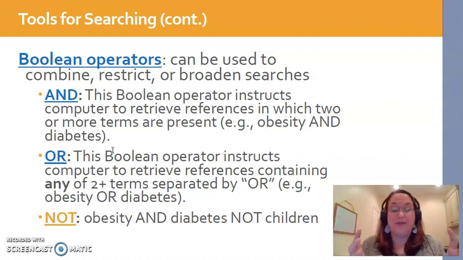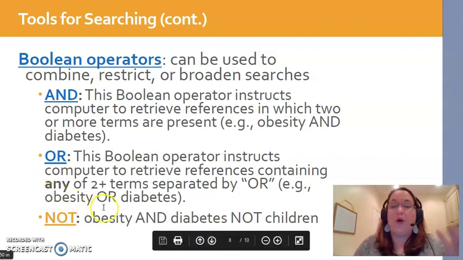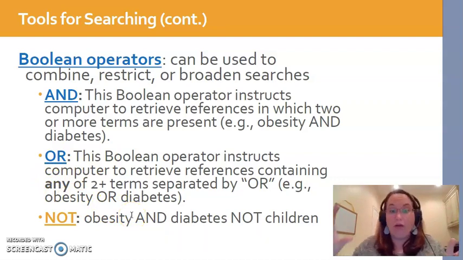It's going to limit it because you have to have both of those, or it's not even going to kick that into my search reference list. Or expands your search. So if I do obesity or diabetes, it's going to find all of the references that talk about obesity and all of the references that talk about diabetes, but they don't necessarily have to talk about both of them. Okay. So if you want both, you put and.